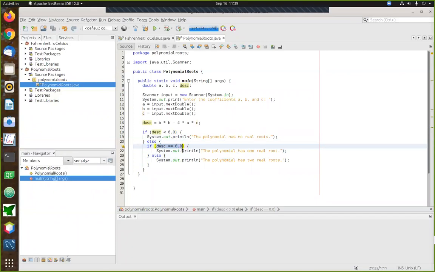And if the answer to that comes out true, we have the if case, which basically prints a message saying, oh, in that case, the polynomial has just one real root. And if the answer to this question is false, then we have an else case. We're basically in the case now where the discriminant must be positive, and in that outcome, we have two real roots.